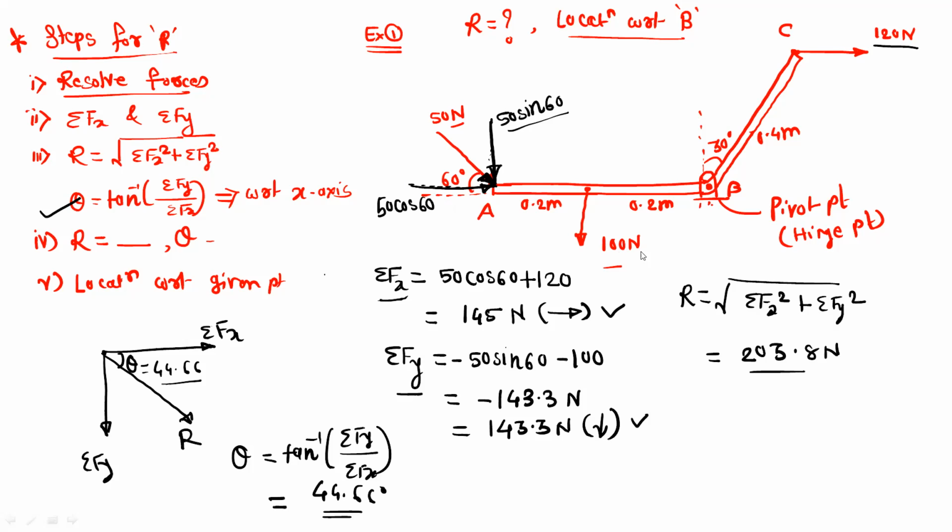Then the moment by 100 Newton will be anti-clockwise, that is positive. So 100 into 0.2. And the moment by 120 is clockwise, and the moment will be 120 into the perpendicular distance. So 0.4 is not the perpendicular distance. So we need to find the perpendicular distance. So just extend this line of action like this.